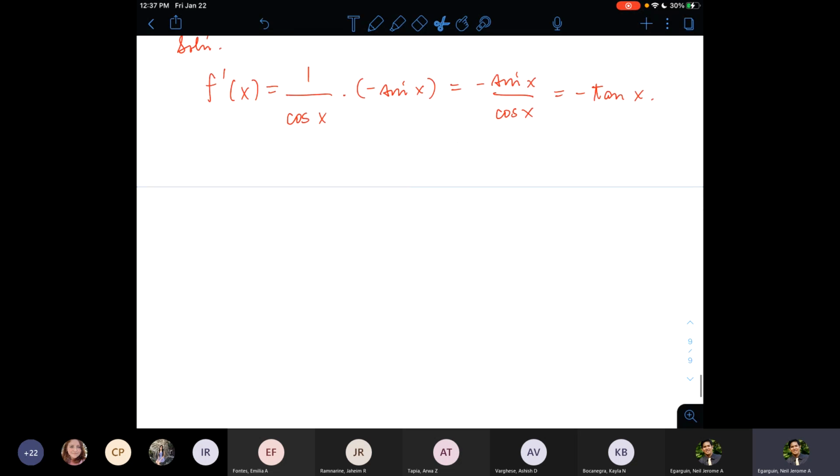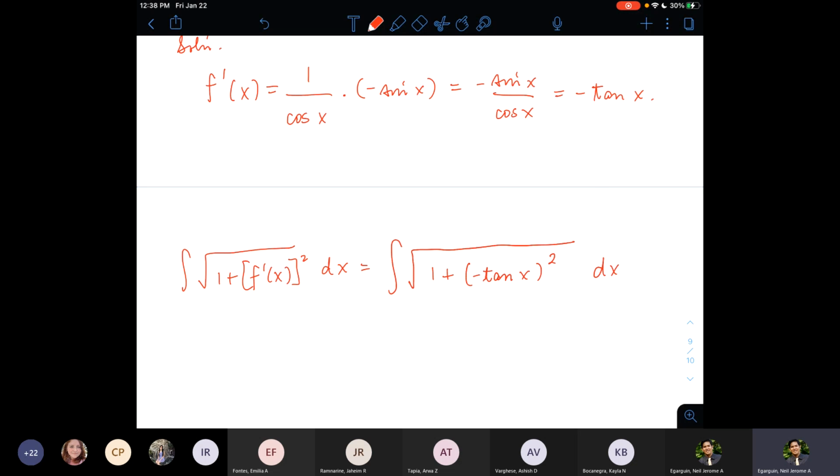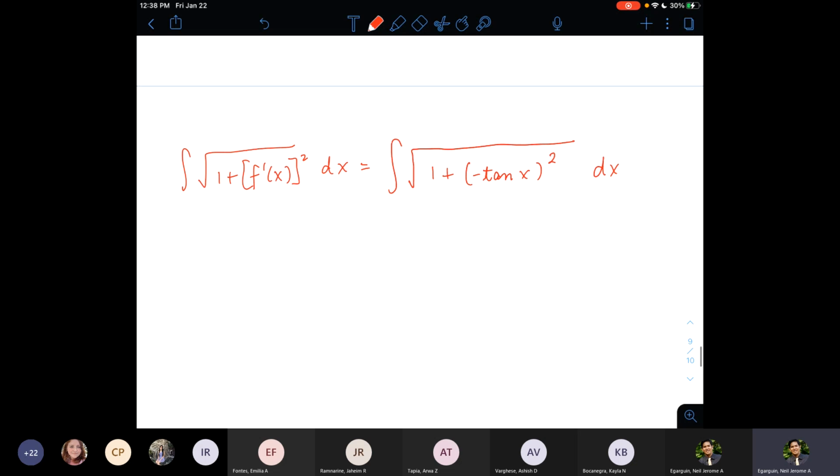So, okay, let me go on to the next page. All right, so now I can plug in that value for f prime that we found. So this is the integral of 1 plus f prime, which is nothing but negative tangent of x, quantity squared, dx. And then here I can simplify. This would be 1 plus tangent squared x dx.